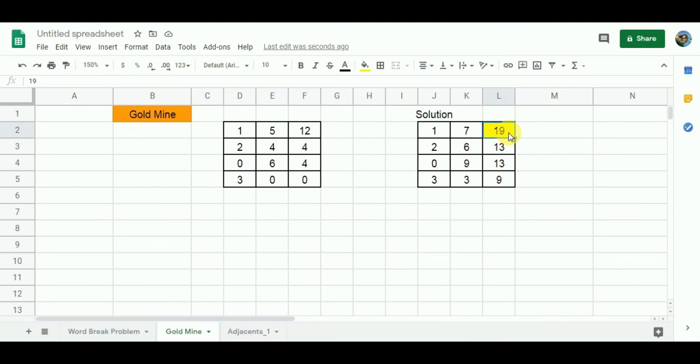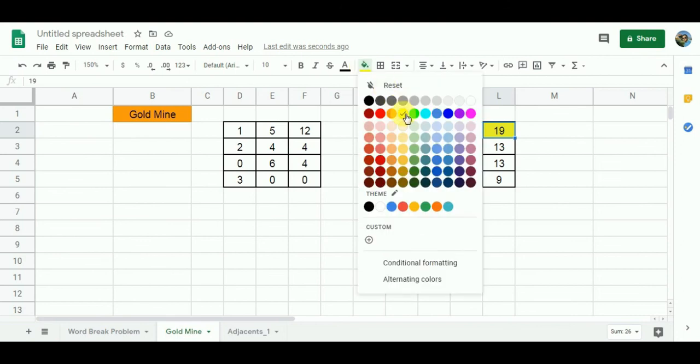Now let's trace the path, the path which we are going to follow to reach 19. As you know, we are going to stand here, and let's check from where we are getting this 19. The value here was 12. We added 12 to 7, and that's how we got 19. So 7 is going to be in our path now.